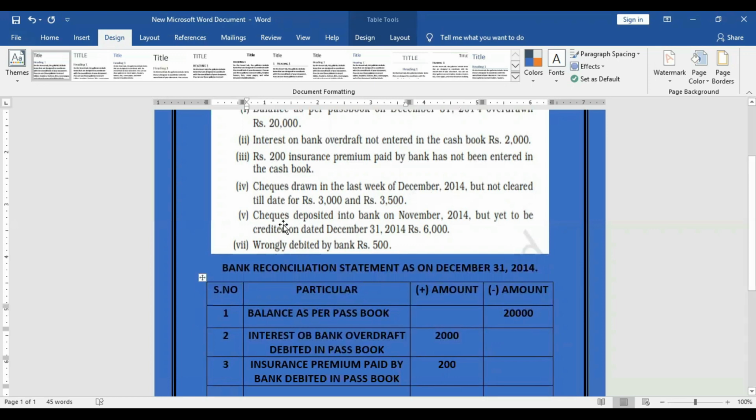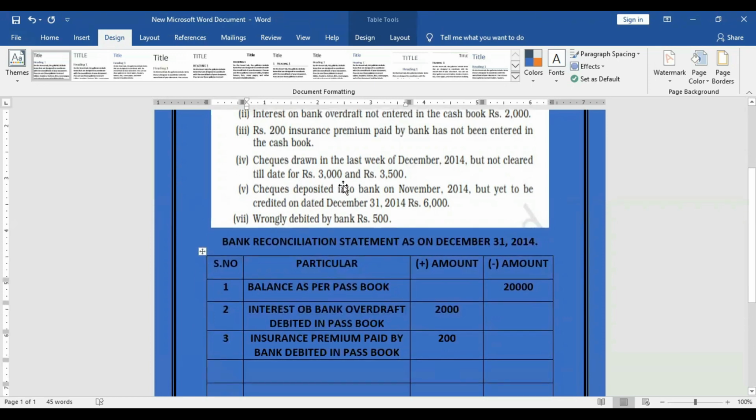encash the money. As soon as we release the check, we give the check to the party. In the cash book, it is reduced. 3,000 plus 3,500, 6,500, in the cash book it is reduced. But in the passbook, there is no effect at all. So since in the cash book 6,500 is reduced, in the passbook also we have to reduce 6,500. 6,500 came by adding 3,000 plus 3,500 of the checks.